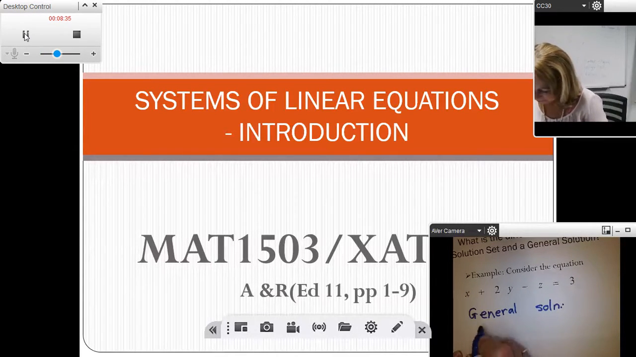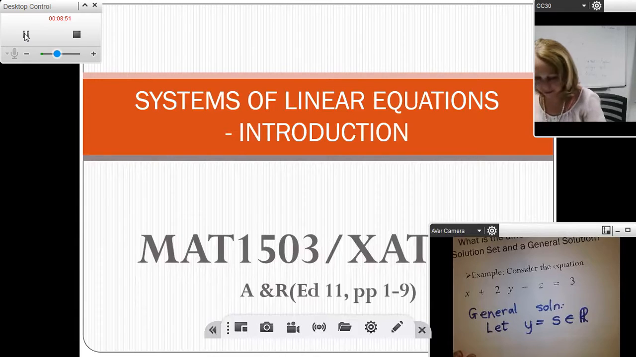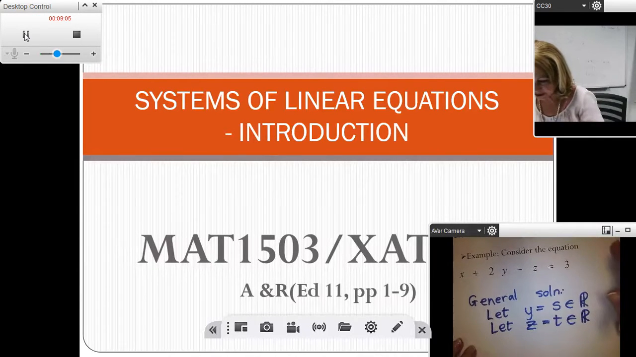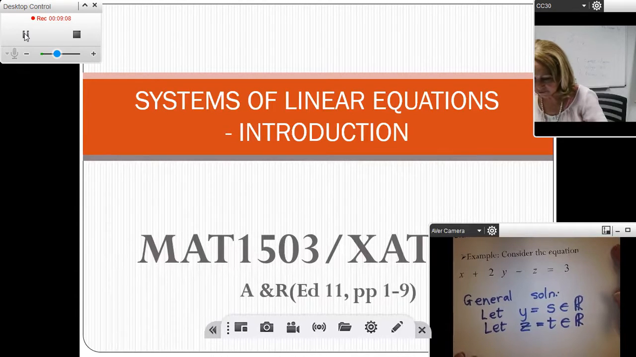All right, so the general solution would be, we've got 3 variables. So we're going to express x or y or z in terms of the other variables. In order to do this, I'm going to let y be equal to s, which is any real number, and I'm going to let z be equal to t, which is any real number. Now we give these 2 variables a very special name. We call them parameters. They can take on any value.